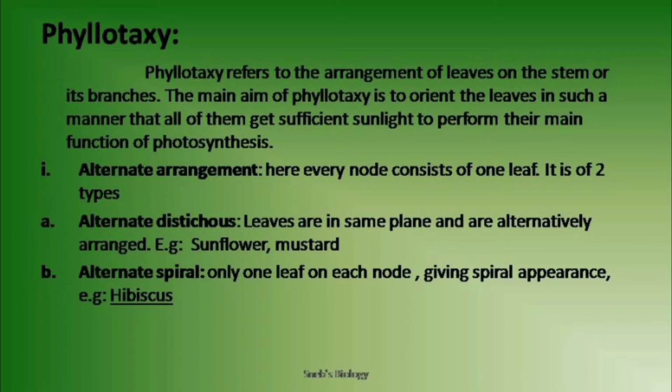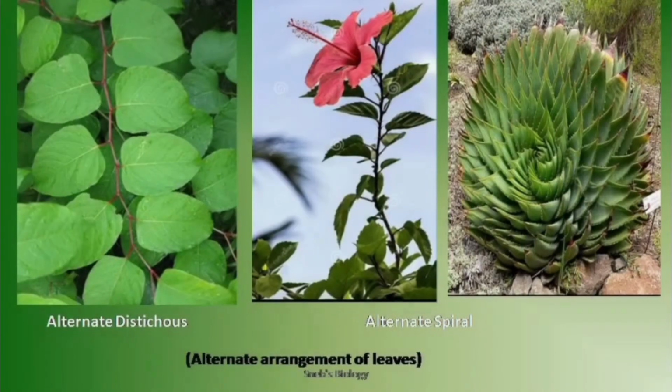And why is this arrangement so important? The reason is the leaves should get sufficient sunlight so that they can perform photosynthesis. So there are certain important arrangements which are seen. First is alternate arrangement. As the name indicates, every node is going to have only one leaf and the leaves would grow in an alternate manner. Two types of alternate arrangement are found. One is the spiral type, another is the distichous type.